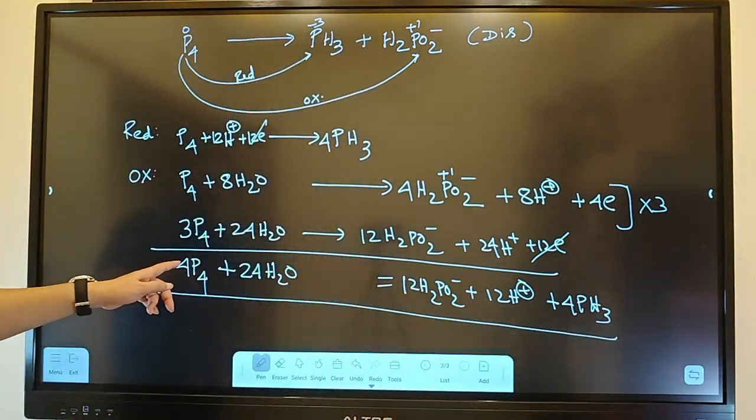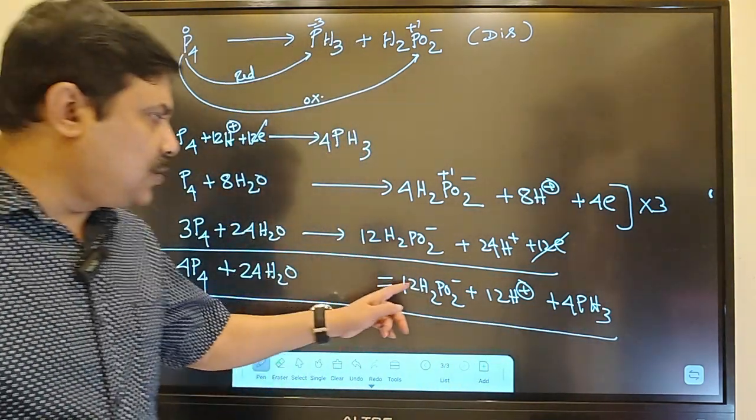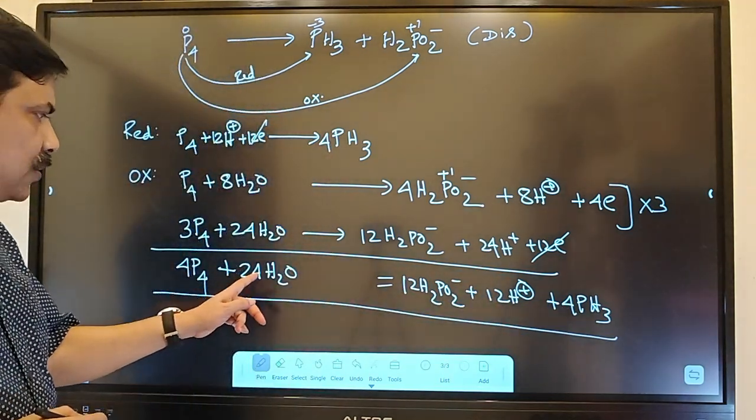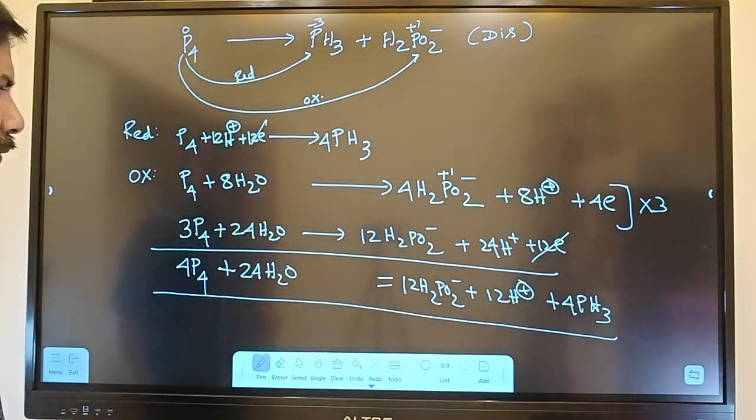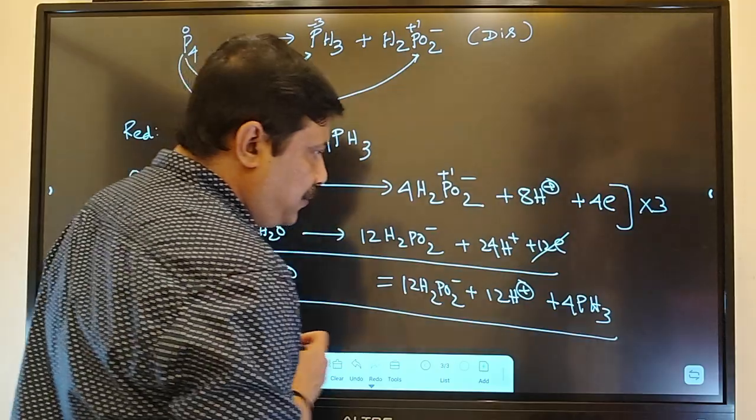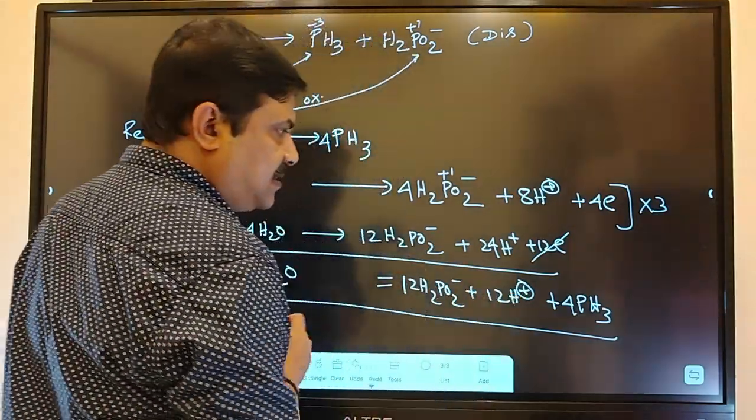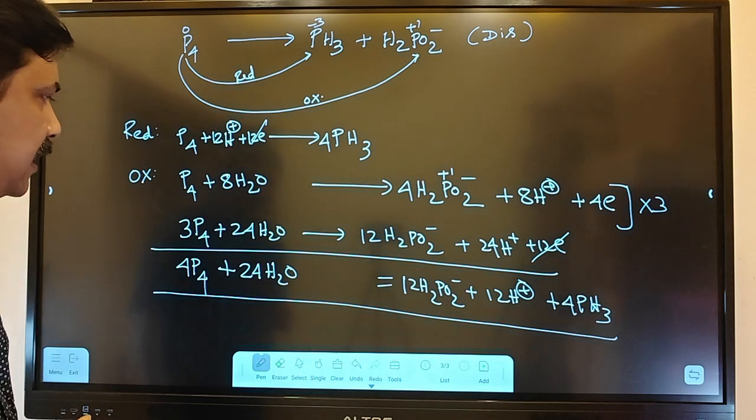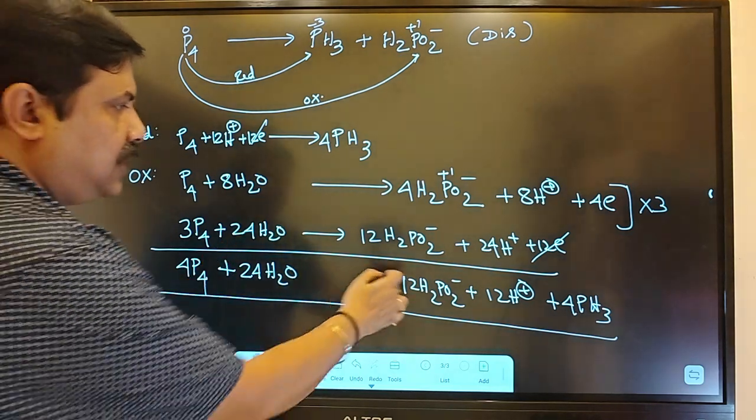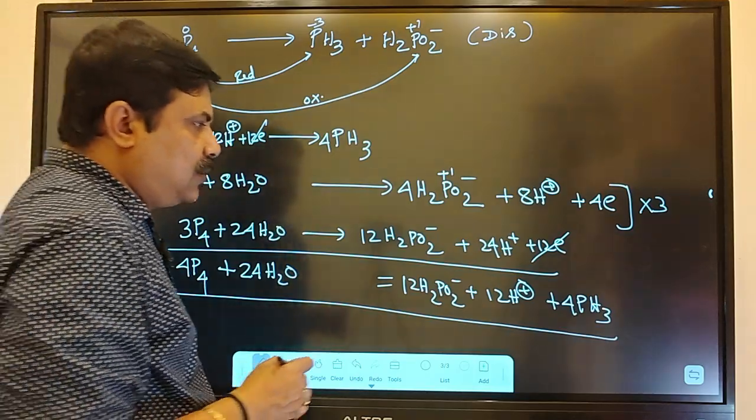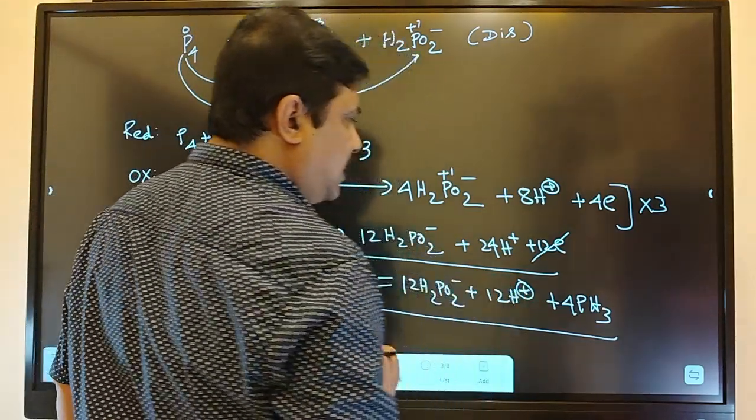If you look at phosphorus, 4 into 4, 16. Here 12 phosphorus and here 4 phosphorus, 16. Now what about hydrogen? 24 into 2, 48 hydrogen is there. Then if you look at 12 into 2, 24, 24 plus 12, 36, 4 into 3, 12, 36 plus 12 is 48. 24 oxygen, 12 into 2, 24 oxygen. Overall charge, this side neutral. This side you look at 12 minus and 12 plus is neutral.